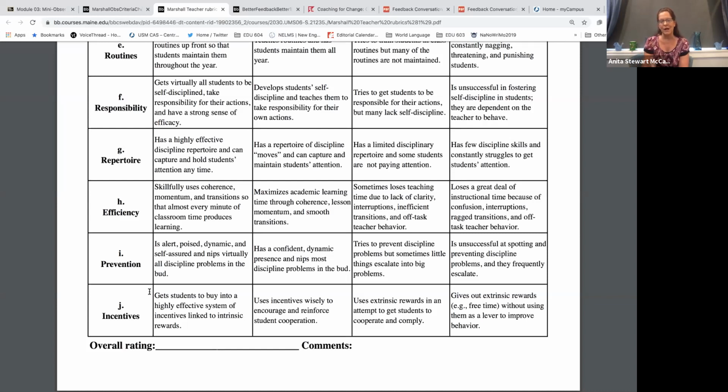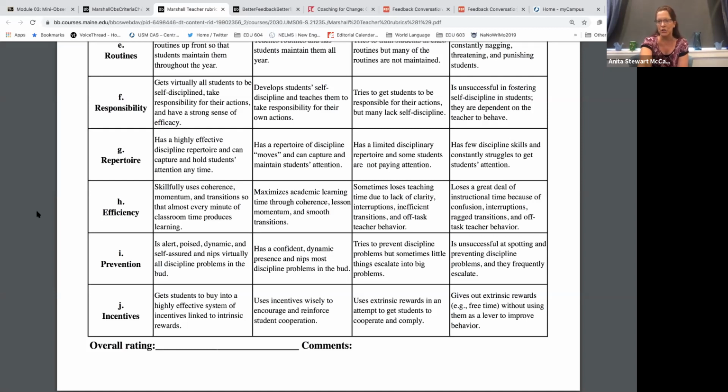Okay, so with the 6 categories or 6 domains for Marshall and about 10 of the elements within each, there are about 60 pieces that you would be looking for overall that make up the answer to that question: what does good or effective teaching look like? So again, that's a lot to wrap around.